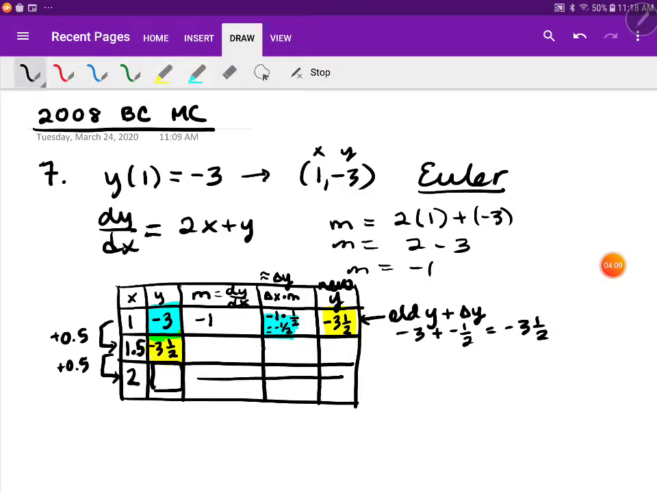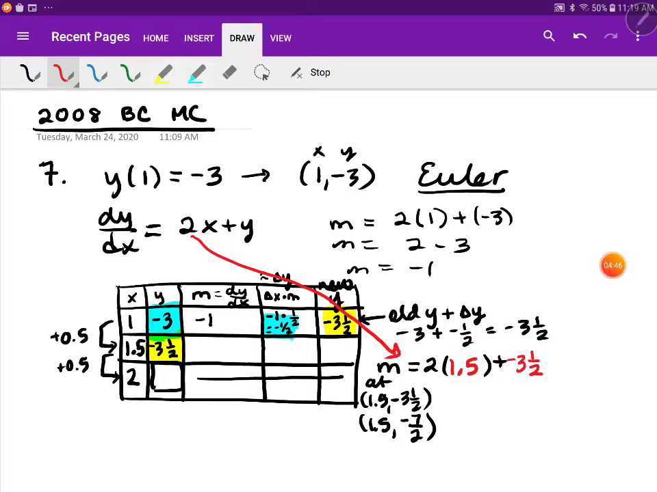Okay, then I need to find m again. So this time I want m, but I want m at my new value. So this is m at the point (1.5, -3.5), which is 1.5 and then -7/2. Okay, so m is 2 times x plus y. So I'm using the equation. So x is 1.5 and y is, oh, I guess I should leave it as -3.5. Okay, I'm basically using this equation and substituting. So this would be 3 minus 3.5, which is -1/2. Okay, so the slope is -1/2.